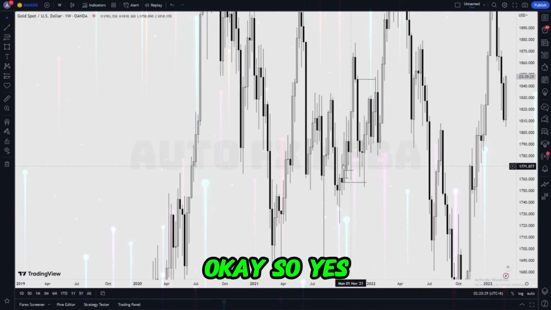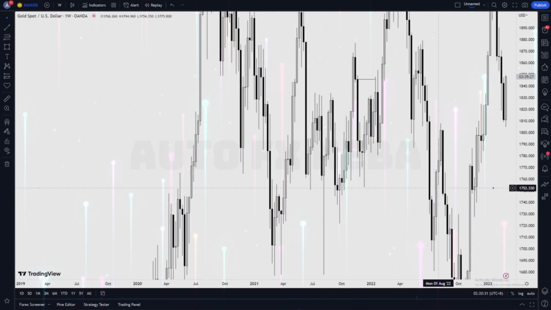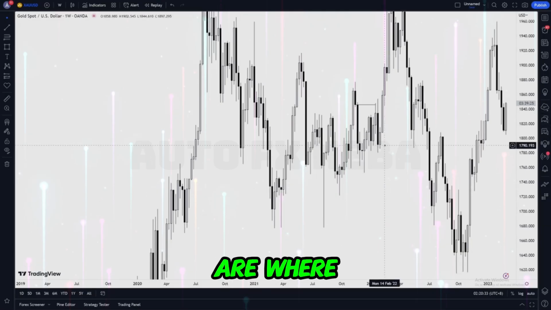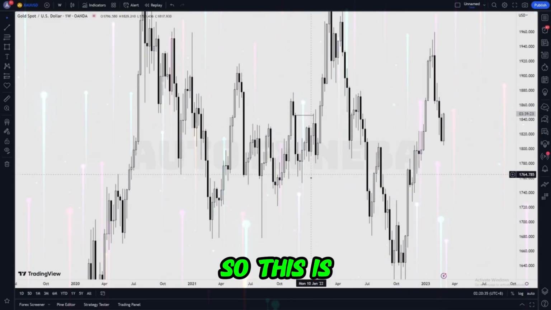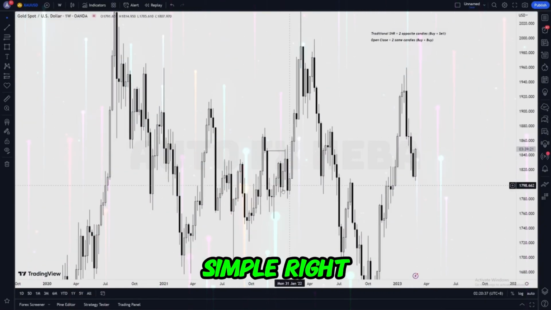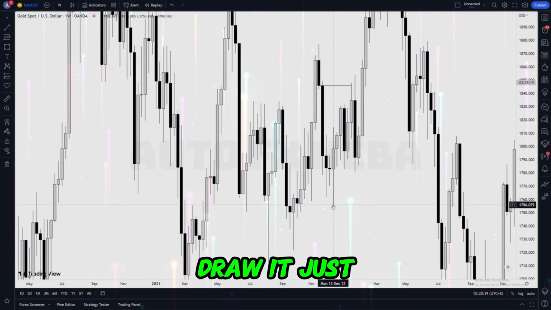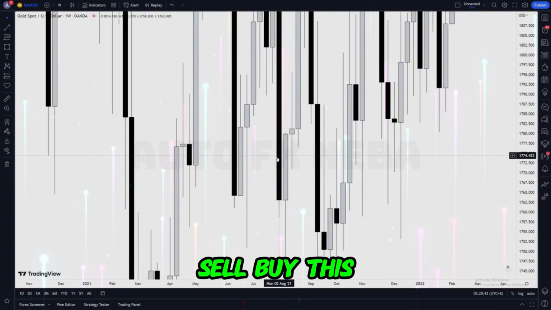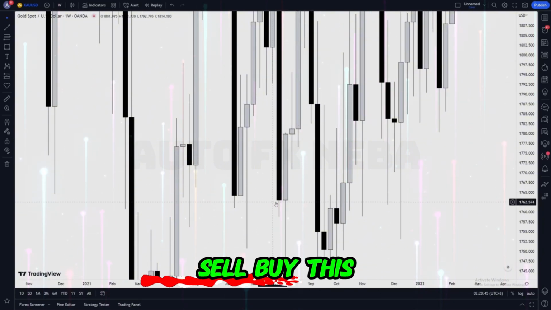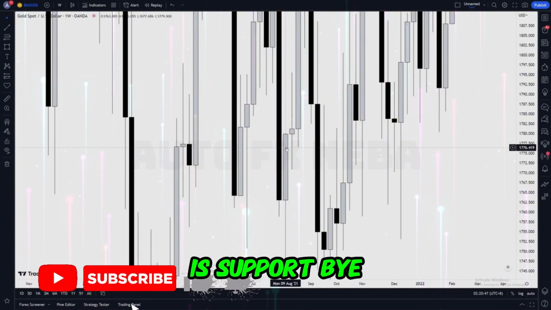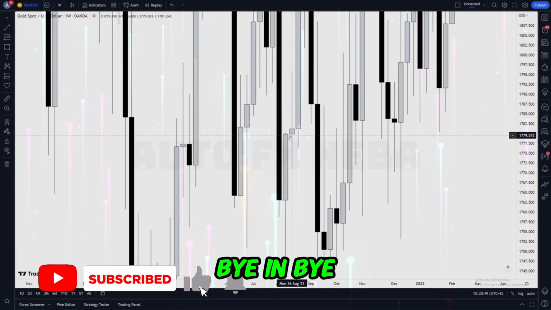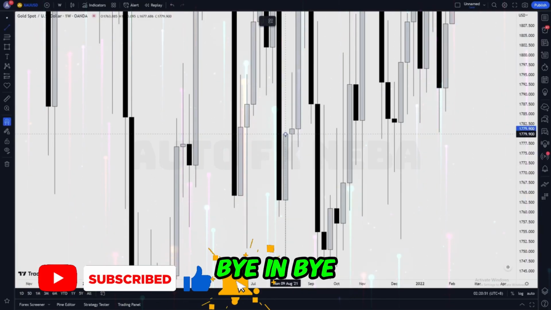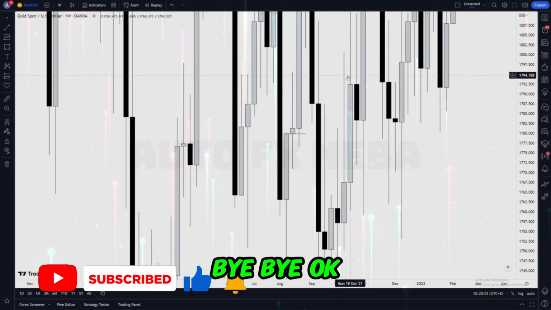So yes, understand now where price is playing from and all these things. This part is pretty simple, right? This, for example, just draw it. Okay, look at this. Sell, buy. This is support. Buy, buy in, and then buy.